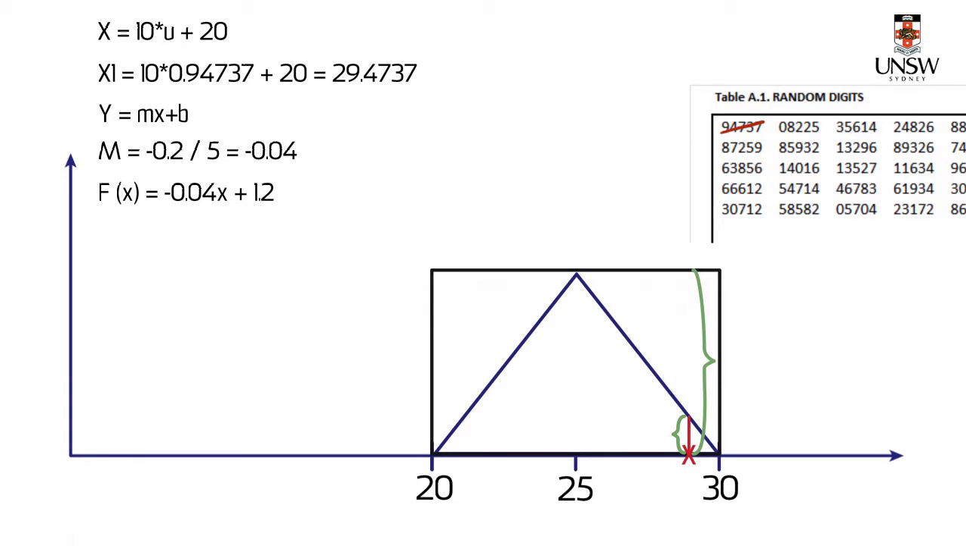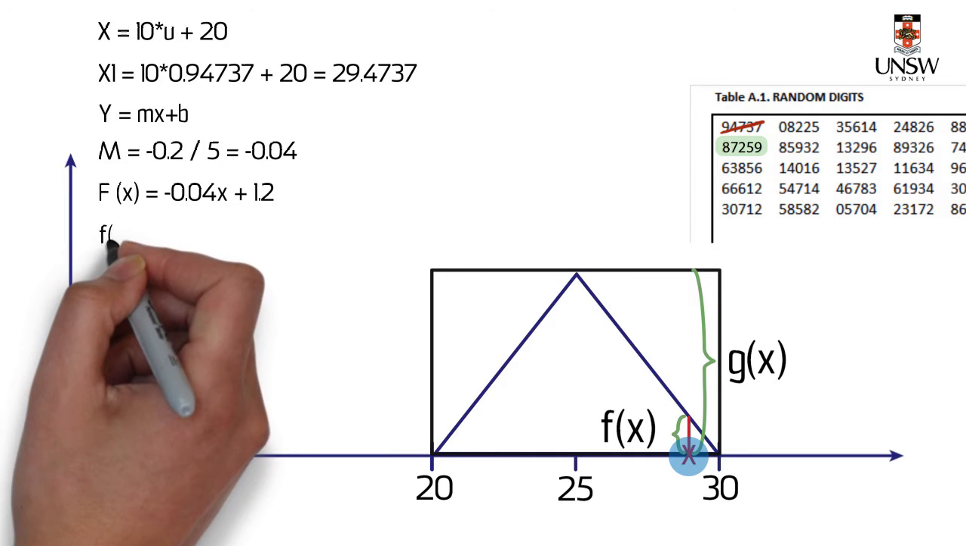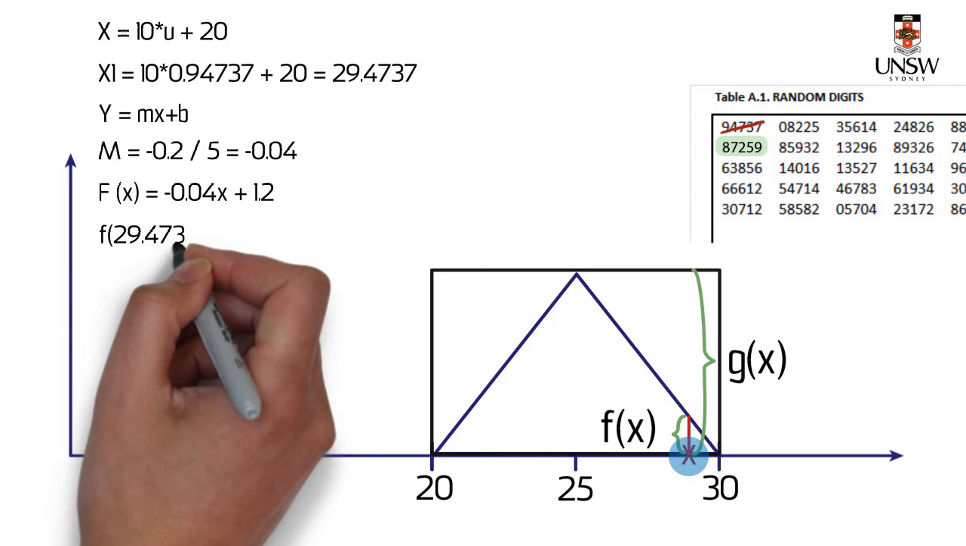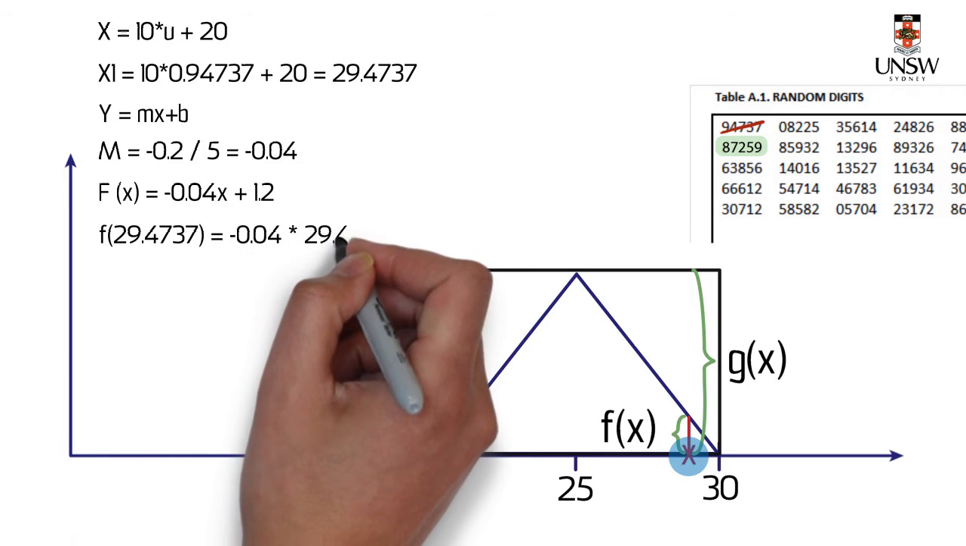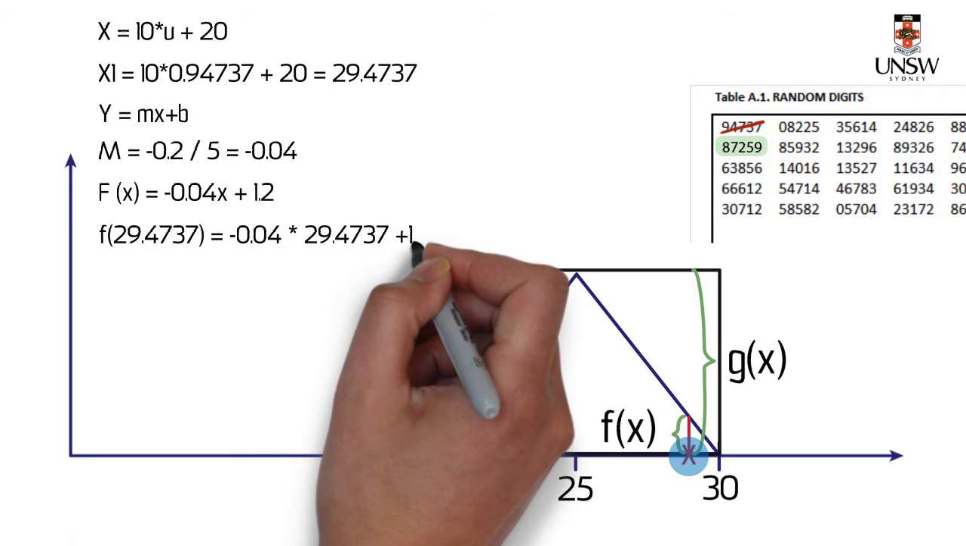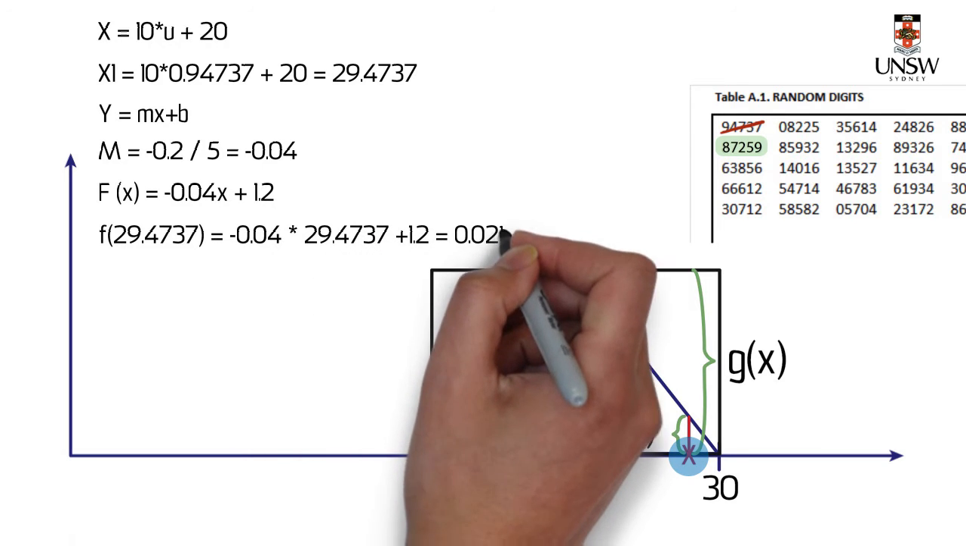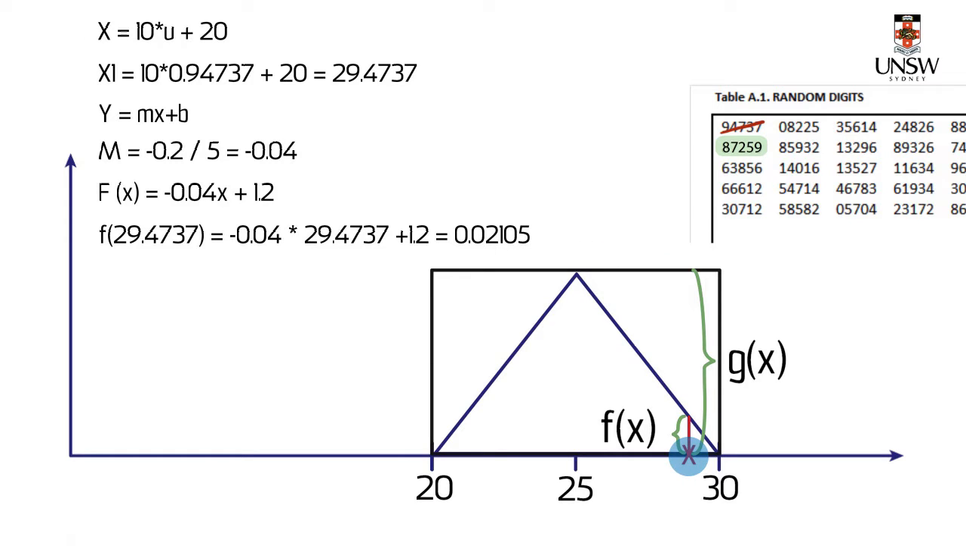Now we look for our next number. That was the 87259. Substitute 29.4737 into the equation of our line, and we get f of x equals minus 0.04 times 29.4737 plus 1.2 equals 0.02105. So this height here is equal to 0.02105.